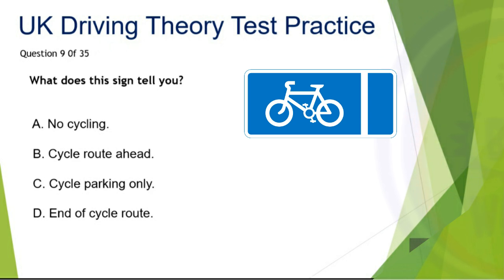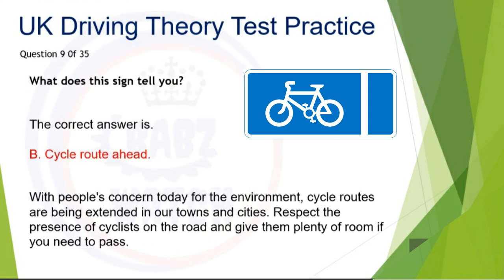Question 9 of 35. What does this sign tell you? A. No cycling. B. Cycle route ahead. C. Cycle parking only. D. End of cycle route. The correct answer is B.